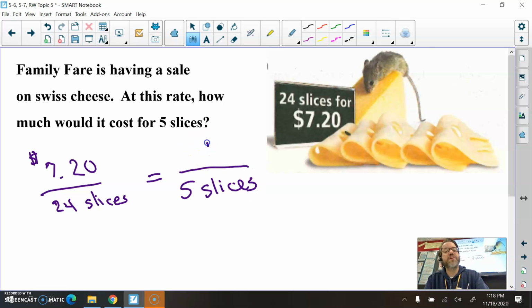And I'll just put C for cost. Okay, or it could be C for cheese, right? Either way, it's C for my unknown value. Now I'm looking to see if these numbers are compatible. Do they work well together? Can I easily get from 24 to 5 by dividing? And it doesn't work out very well. I'd have to divide by 4.8 to be able to get from 24 to 5. So you could divide this by 4.8 to get your cost. But the easier way to do this is going to be to find the unit cost.